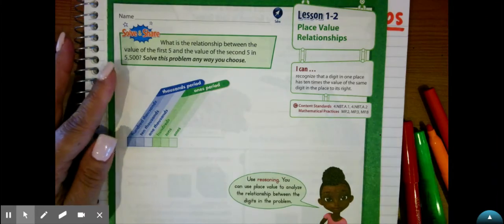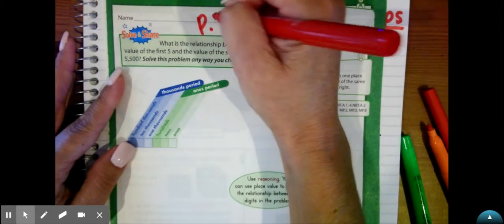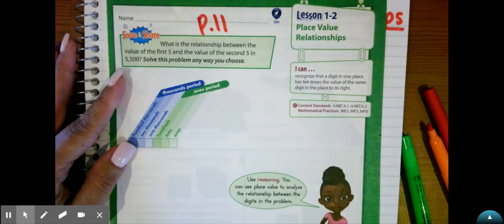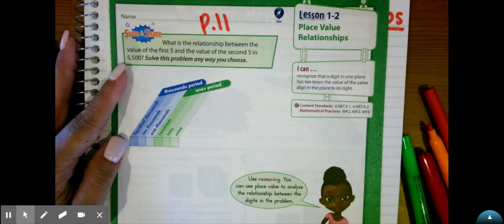Let's take a look. Open up to workbook page 11. That's where you should be. Workbook page 11. If you want to rip it out, go ahead. Just keep it in a safe place like a folder. And let's take a look at the solve and share real quick.